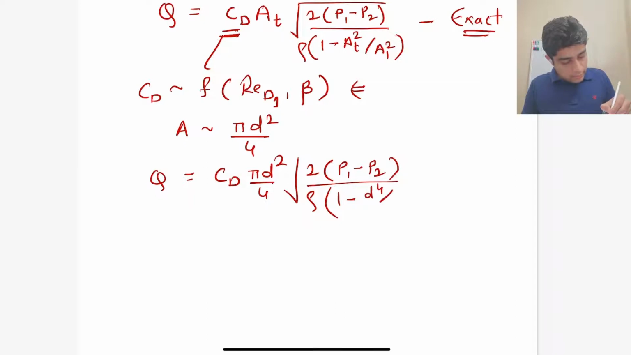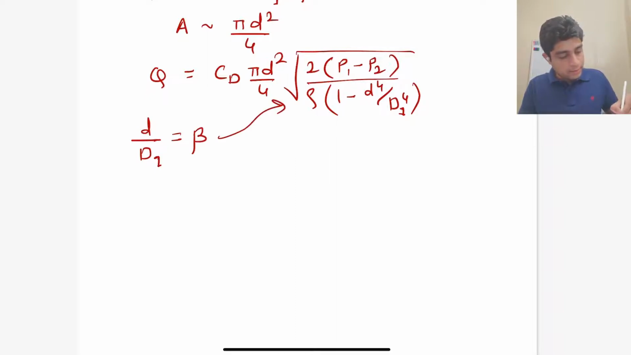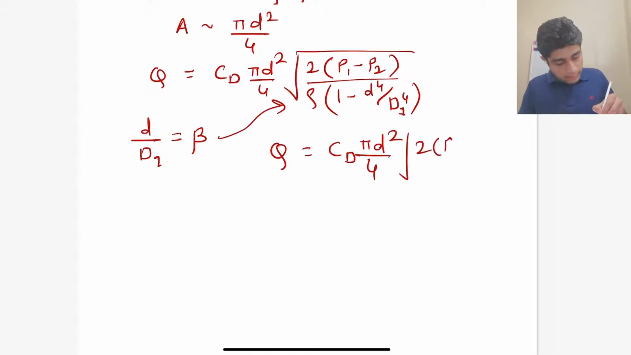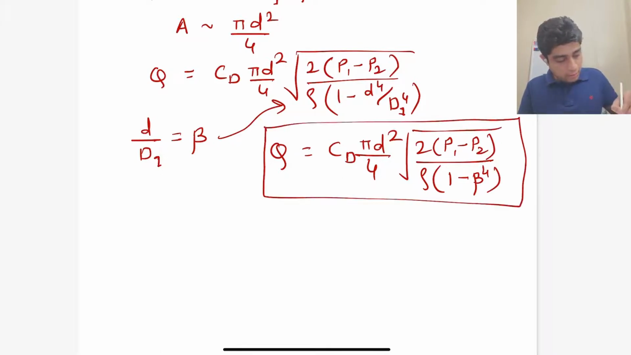So this will be d raised to 4 upon d1 raised to 4, because area has a square diameter term in it, and we know that small d by capital D1 is the geometrical ratio beta, and substituting it here gives us the final form of the flow rate.